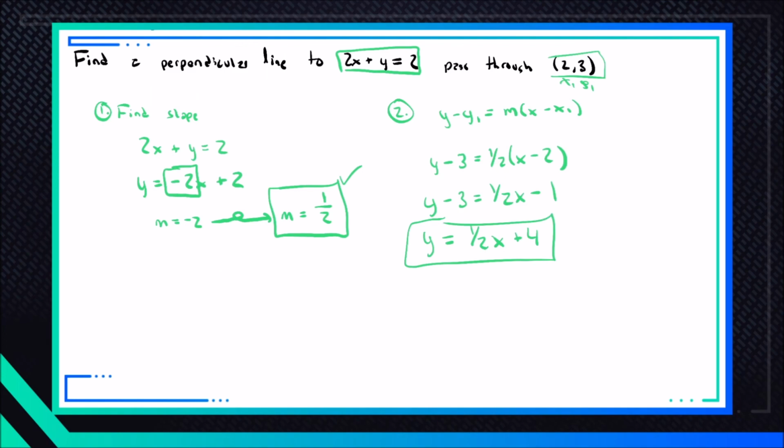So that's how you'll find a line that would be parallel or perpendicular to a given line going through a specific point. If you have any questions, please let me know.